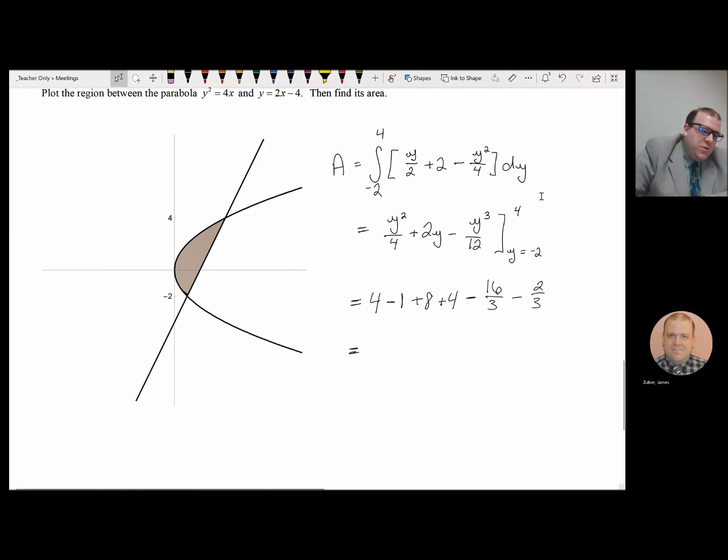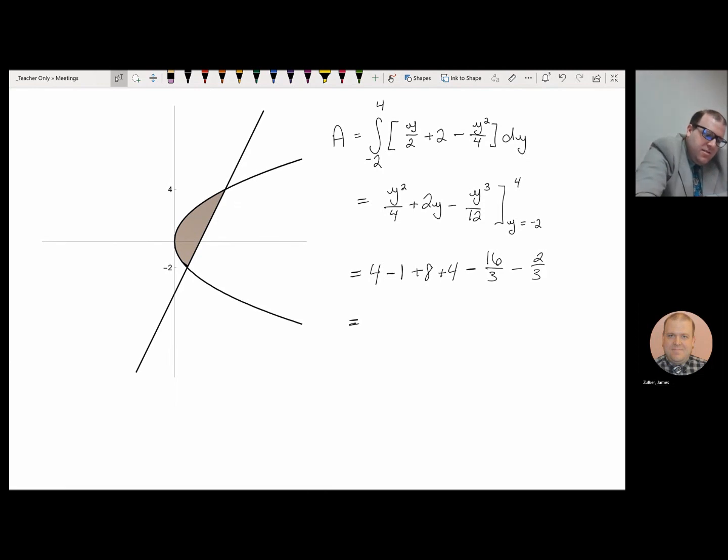Right. So I evaluated y squared over 4 from 4 to negative 2. So it was 4 squared over 4 minus negative 2 squared over 4. I did that first. I find that easier to do in my head than trying to evaluate the whole thing at 4 first and then... 4 and 4 is 8 plus 8 is 16 minus 1 is 17 minus 18 over 3.